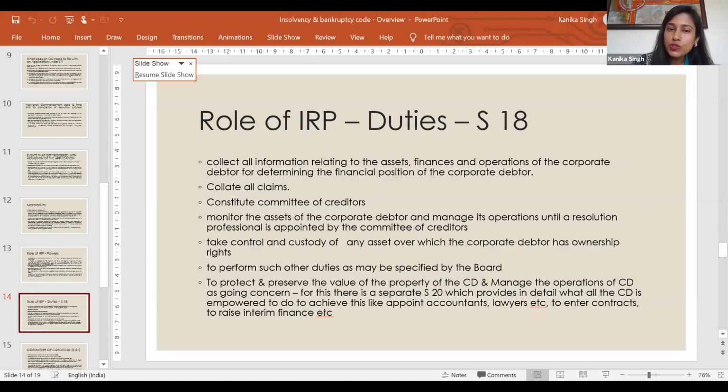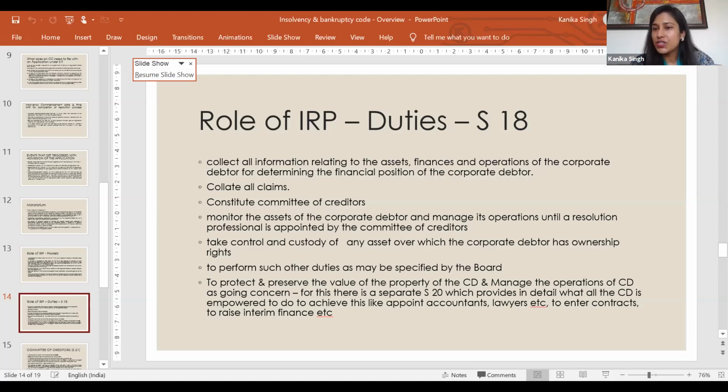The next thing that he's supposed to do is call for claims, which we already saw. The third thing that he very importantly needs to do is constitute a committee of creditors. Again, this is provided in the regulations, the time period within which he's supposed to do this. The fourth thing he's supposed to do is monitor and manage the assets of the corporate debtor, and take control of any assets. Basically, he's supposed to preserve the value of the property of the corporate debtor and manage its operations. He has to run the company basically during the period it is in insolvency.